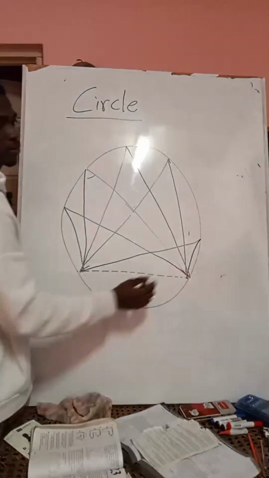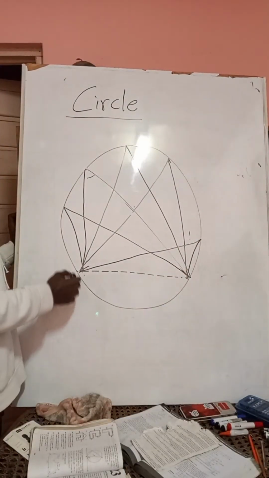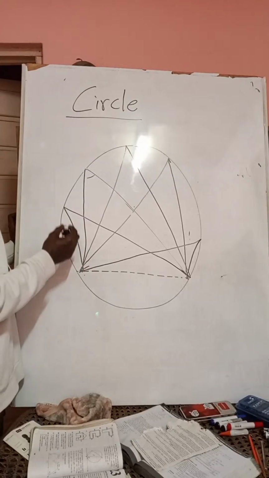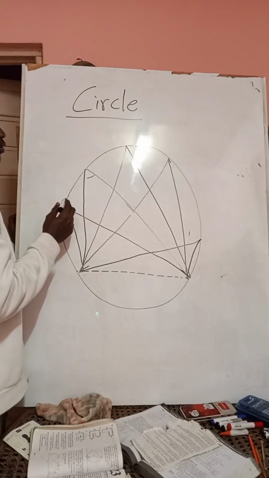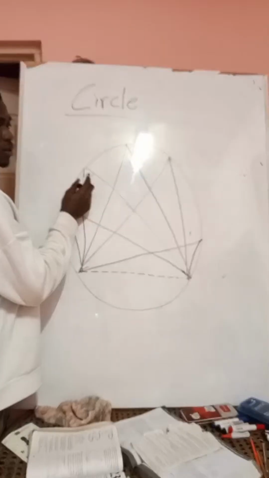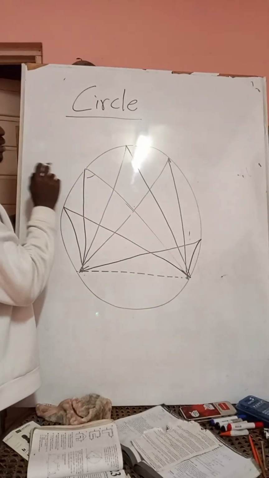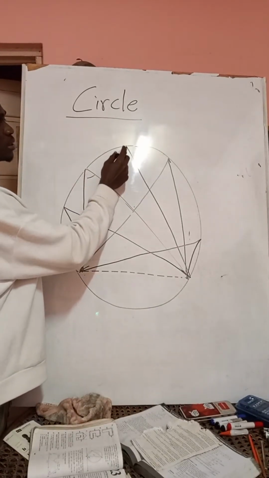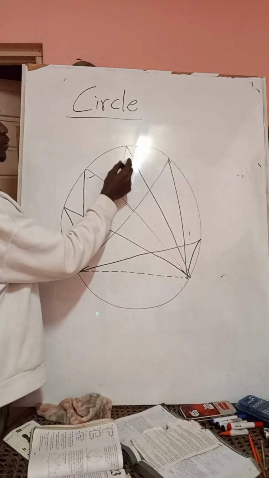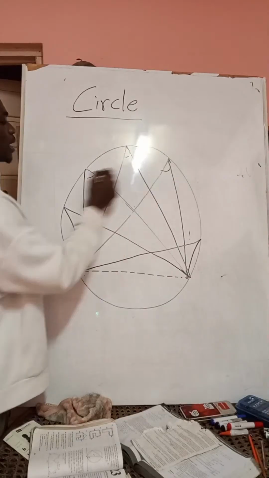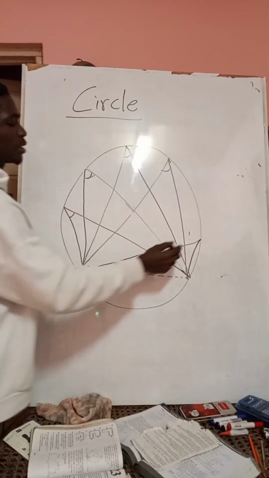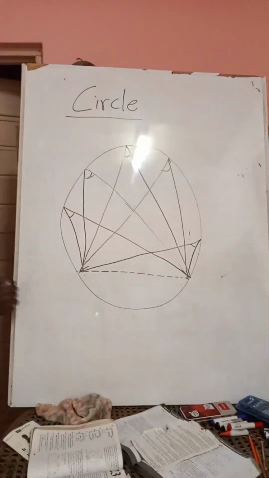Now, whenever you have triangles like this, all the angles here, in other words, all the angles that are bounded by the two sides of the triangle, this side, this side, this side, this side, are the same.